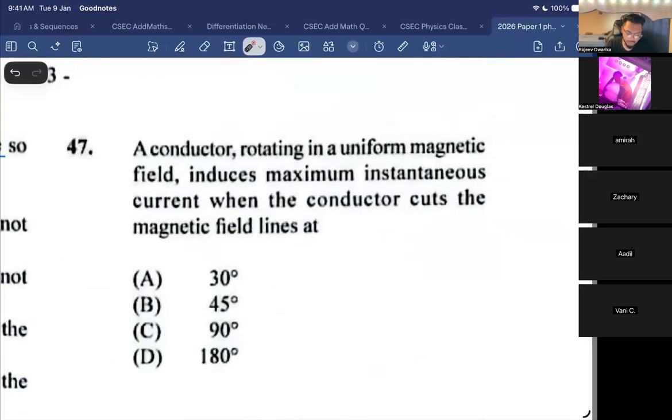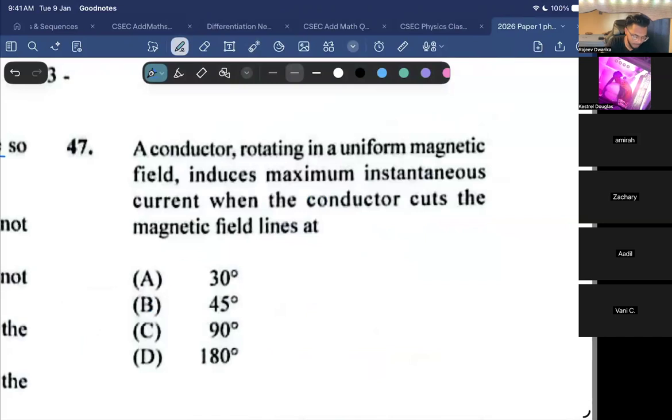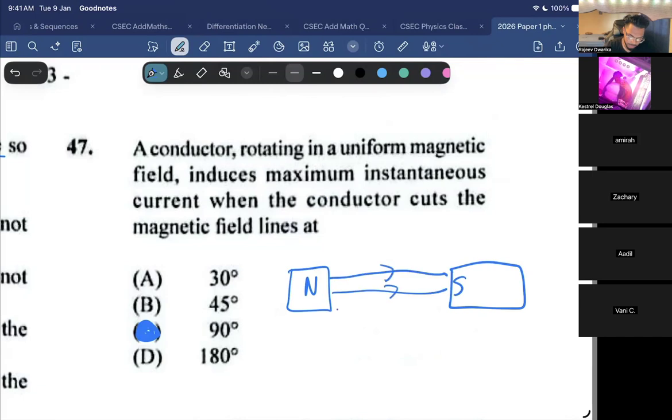You guys would not know this one per se. I'll tell you the answer. The answer is 90 degrees. We didn't do the prerequisites to understand this. I believe Zachary would have done it. Zachary, recall that if you have a north pole and a south pole, you're going to have the magnetic field lines going from north to south.